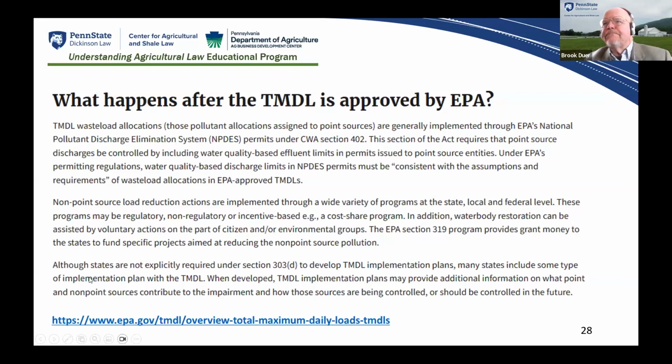So, although states are not explicitly required under 303(d) to develop TMDL implementation plans, ain't that the truth? That is where one of the biggest problems lies. Many states include some type of implementation plan with the TMDL. When developed, TMDL implementation plans may provide additional information on what point and non-point sources contribute to the impairment and how those sources are being controlled.